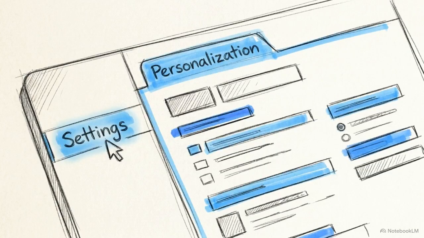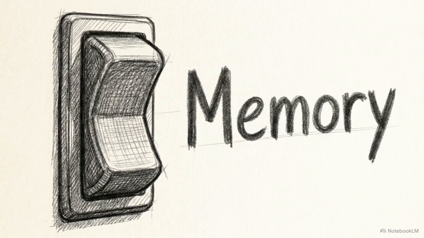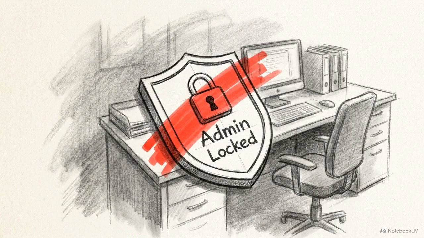First, we need to locate the master switch. Open your profile, go to Settings, and click the Personalization tab. Here, you'll find the main memory toggle. If you are on a business or enterprise plan, you might find this toggle grayed out. That means your workspace admin has disabled personalization features at the organizational level.